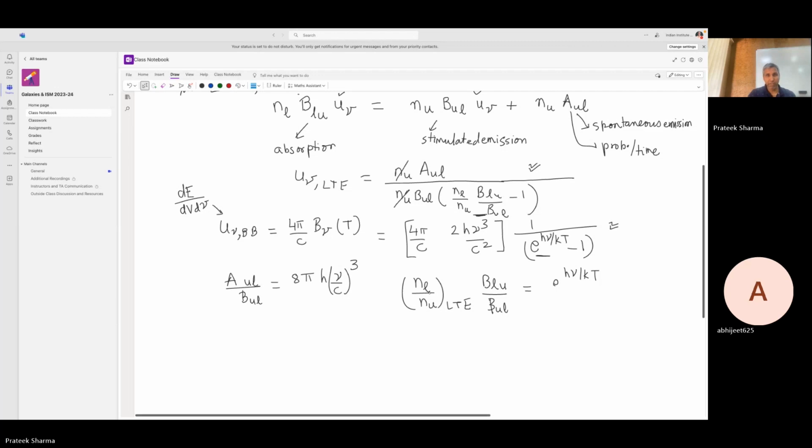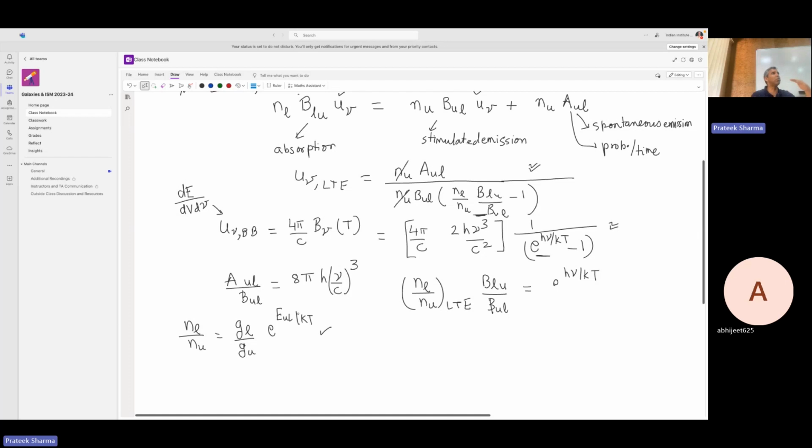Okay. So the other thing is we know that if the atoms are in thermal equilibrium themselves, the excited state has a smaller number compared to the ground state. So N_L by N_U equals g_L by g_U times e to the E_UL by kT. We know this. This is just the Boltzmann factor. So L is the lower level, so it is exponentially more likely, it has a higher probability of being there. So this is always true.